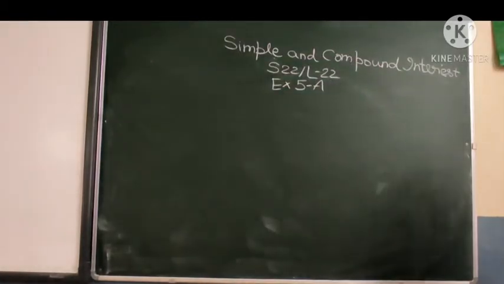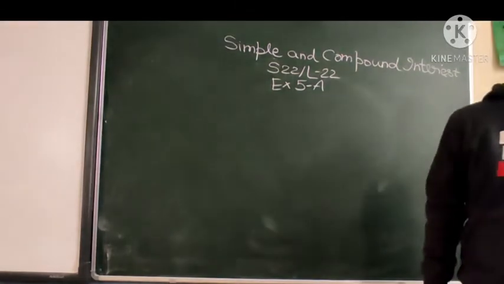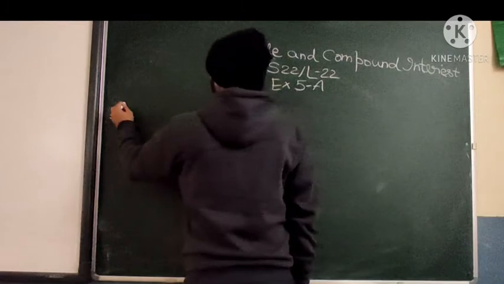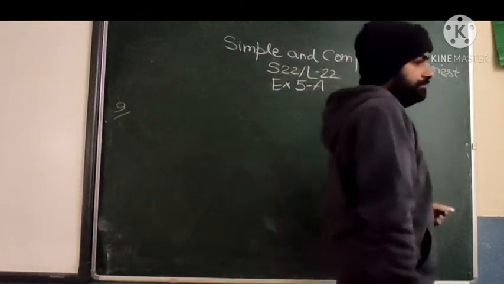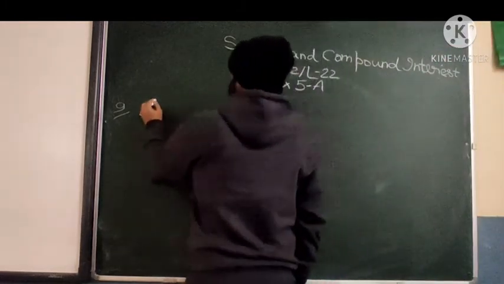Question number 9 says, if the simple interest on a sum of money is 1/3 of the sum in 3 years, find the rate of interest per annum. Ninth question. Okay. So sum means principal.